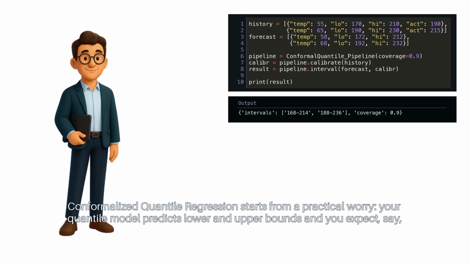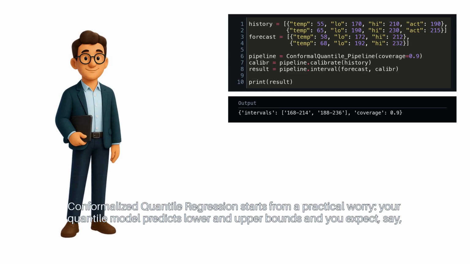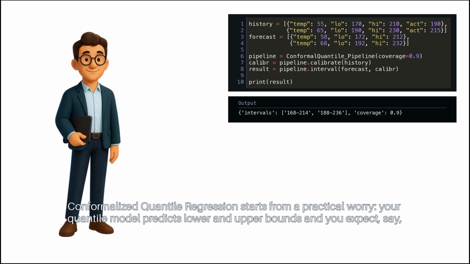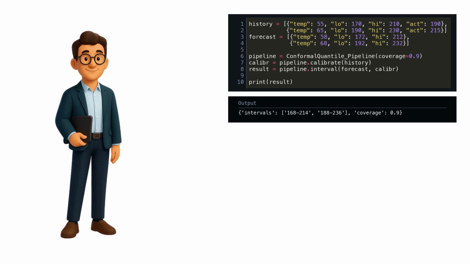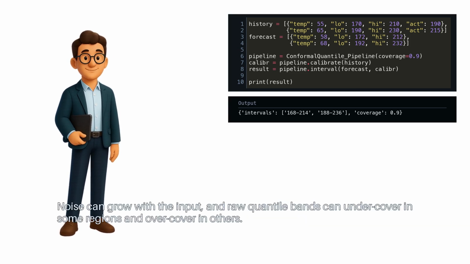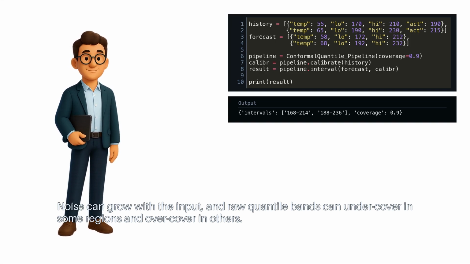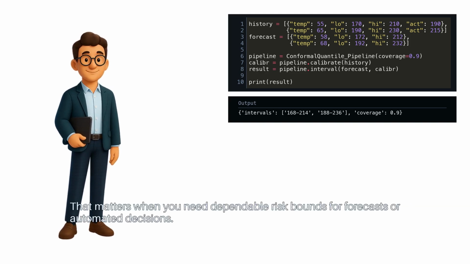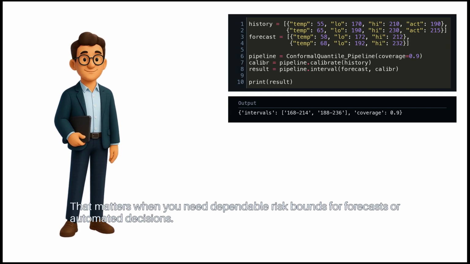Conformalized quantile regression starts from a practical worry. Your quantile model predicts lower and upper bounds, and you expect, say, 80% of outcomes to sit inside. But real data rarely behaves nicely. Noise can grow with the input, and raw quantile bands can undercover in some regions and overcover in others. That matters when you need dependable risk bounds for forecasts or automated decisions.